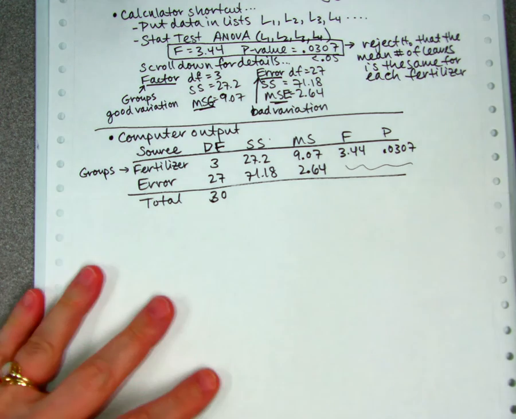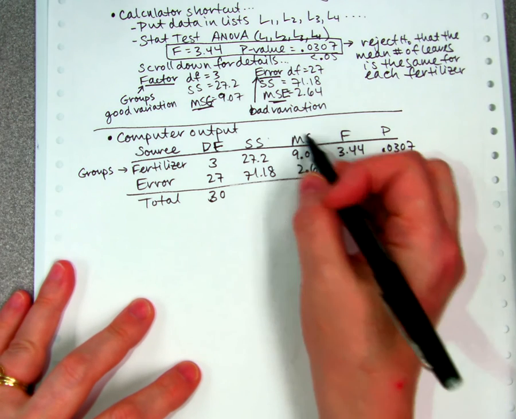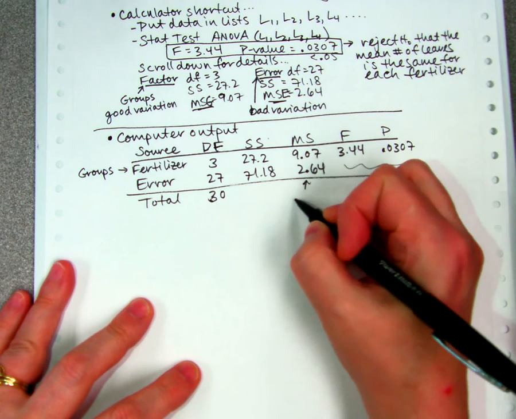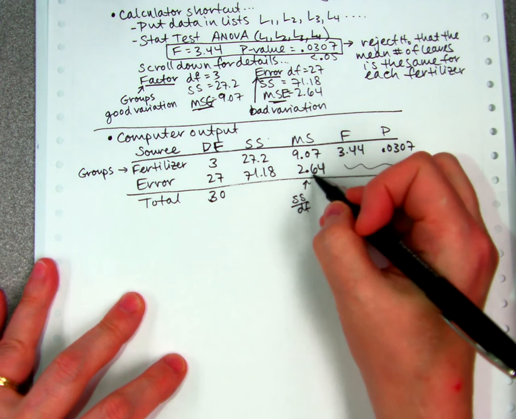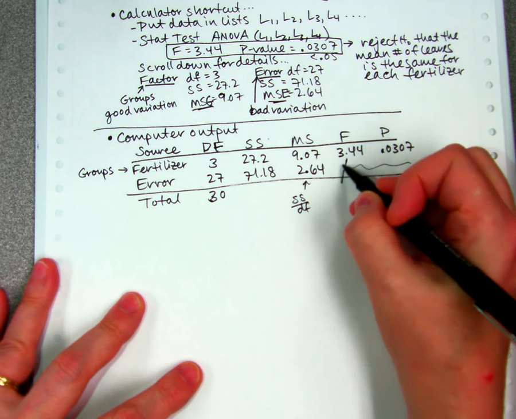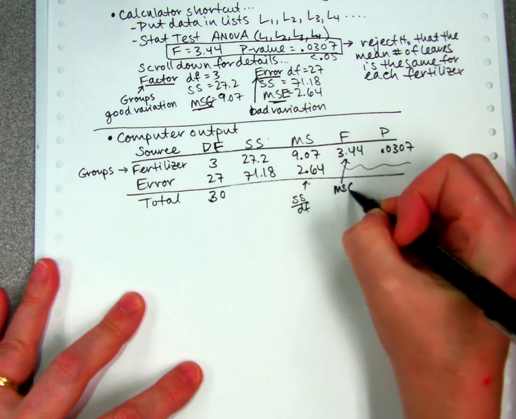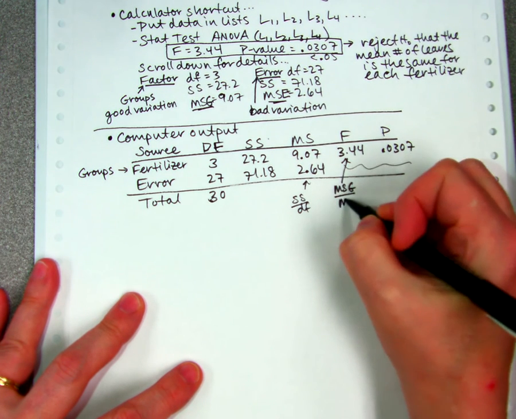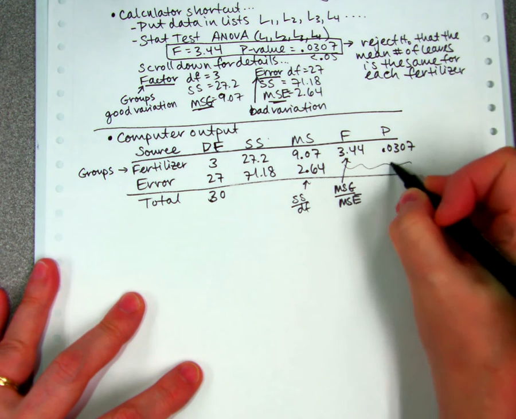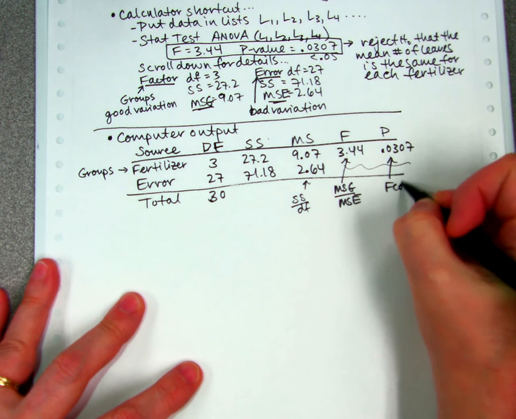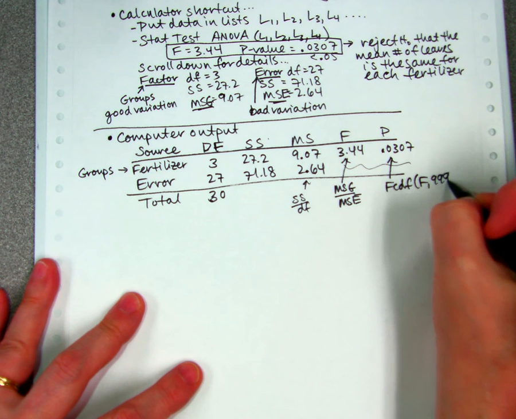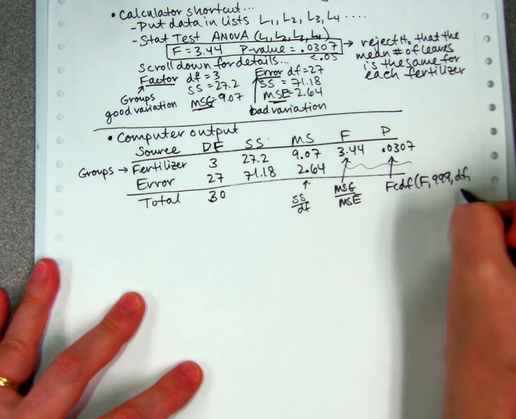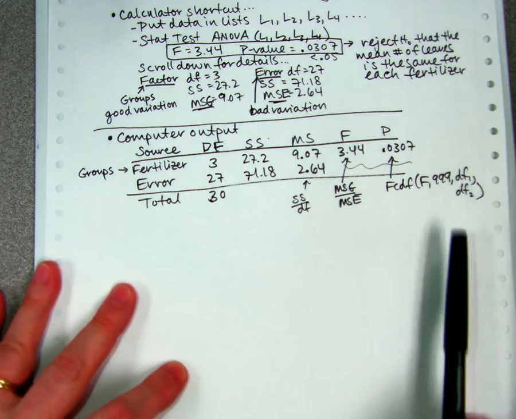So I want to remind you that the MS numbers come from the SS divided by the DF. It's a fraction, and then you take the fractions and make a fraction out of them. So this number comes from MSG, the groups, divided by MSE. And then this number comes from F CDF, like we learned in the last lesson. There's F, and 999, and DF1, and DF2. That's okay. So you already knew how to do this.